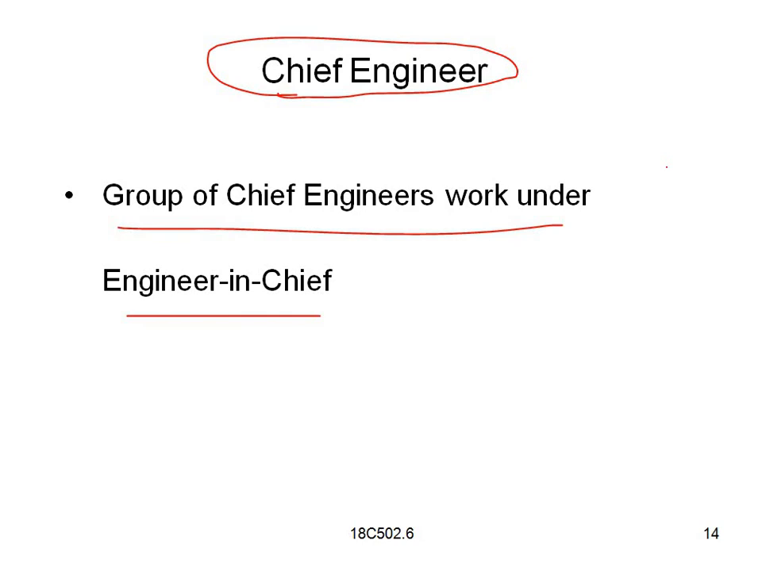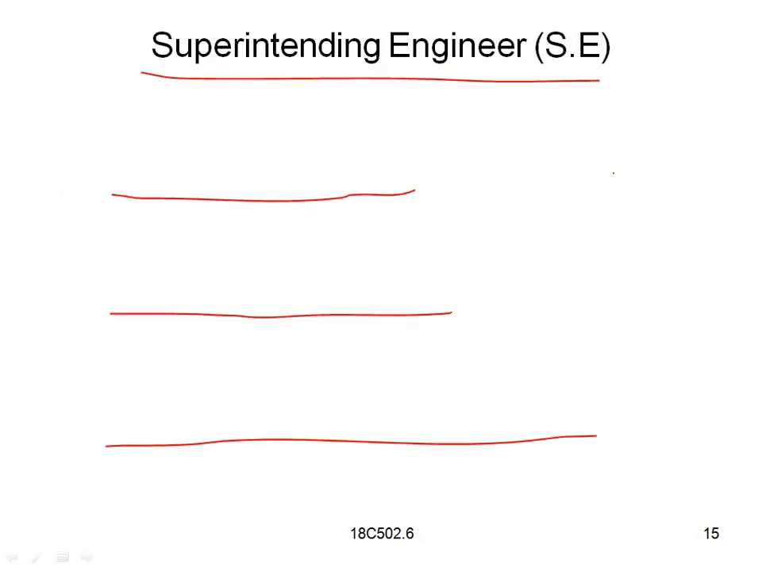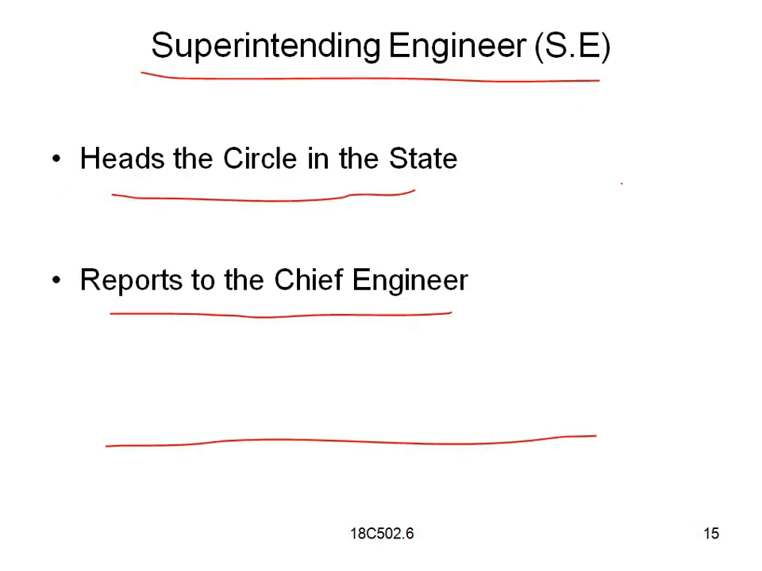Okay, engineering chief will be there. So these chief engineers will be checking that the government works run smoothly, and the superintendent engineer is also the head of the circle. When the chief engineers are there, these superintendent engineers will be controlling the sites in their jurisdiction. So in each state we have so many departments.